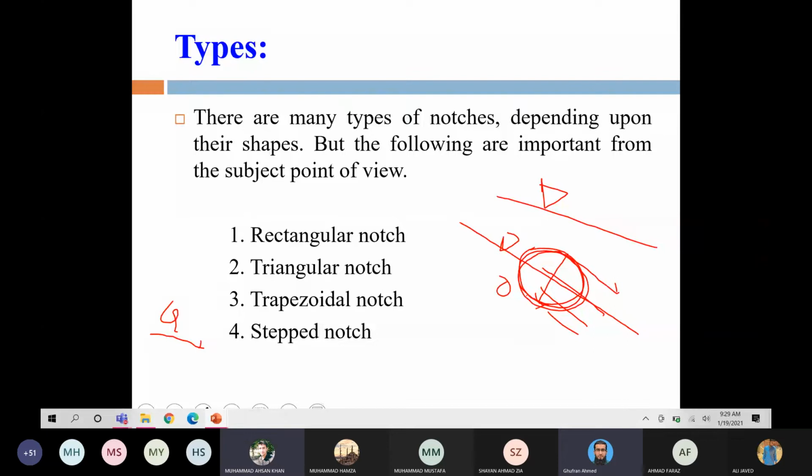For this, I mean the head should be maintained. I mean, अगर आपने discharge measure करना है in terms of orifice as well, the head of water should be maintained. नहीं तो वो discharge change होता रहेगा, fluctuate होता रहेगा। ठीक हो गया?